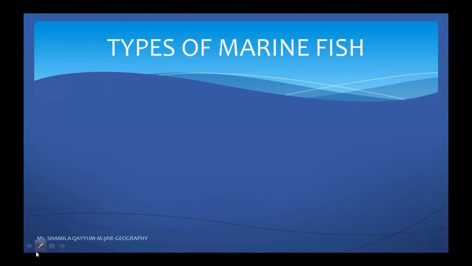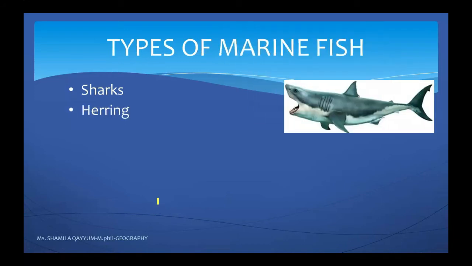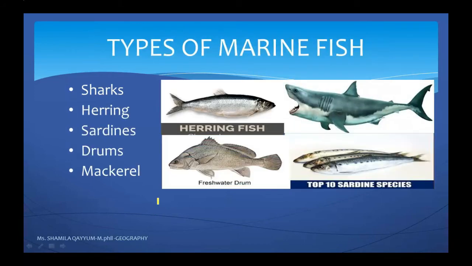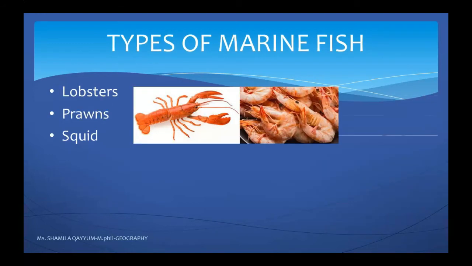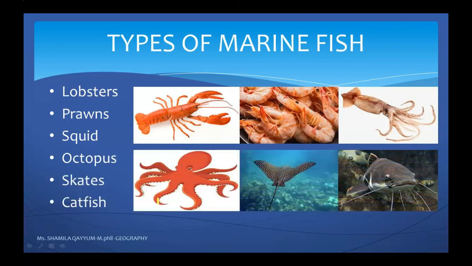Let's discuss types of fish found in marine areas. In the Arabian Sea, we find sharks, herring, sardines, drums, mackerel, cuttlefish and rays. We also find lobsters, prawns, squid, octopus, skates and catfish in the Arabian Sea. Dear students, let me clear one thing: there are certain types of fish which are specially found along the Makran coast, and these fish are a speciality of Gwadar port. They are mackerel, sardines, herring, drums, catfish, croaker, shrimps, cuttlefish, octopus and squid.